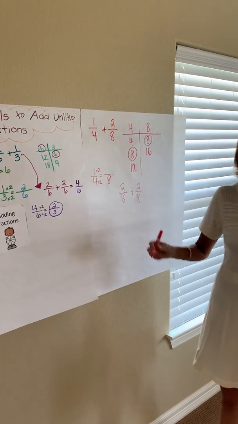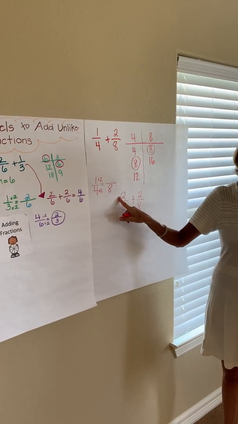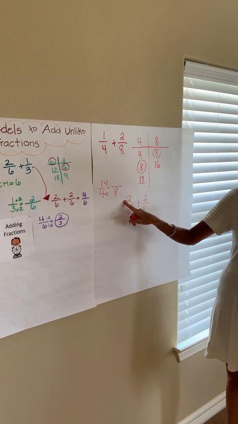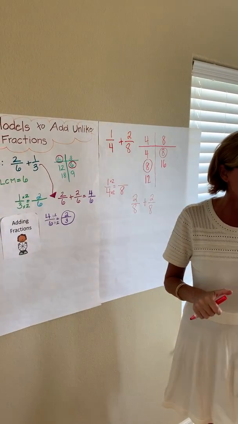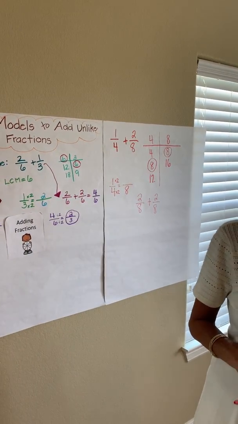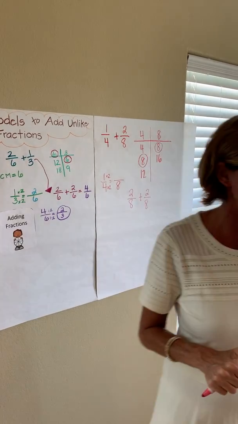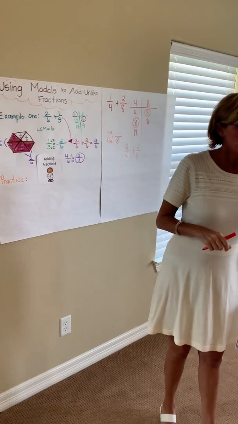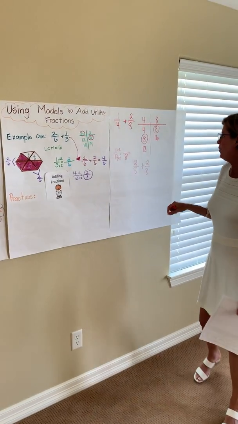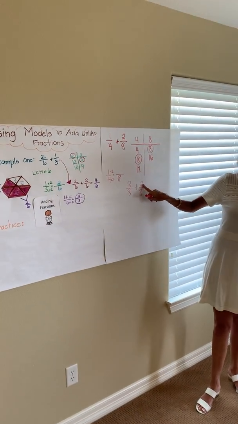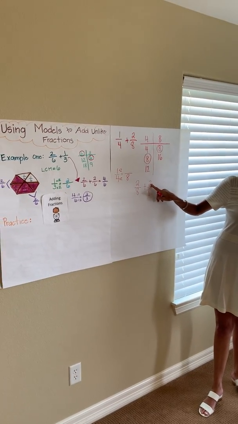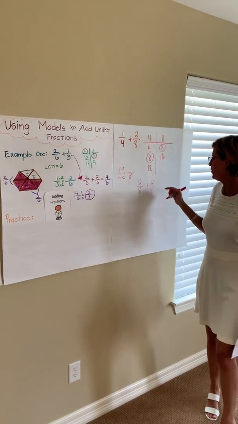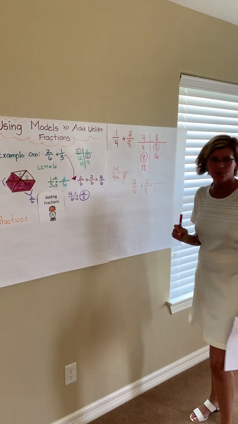All right, so how many pieces are we going to color on our model first? 2. Good, go ahead and do that. Color 2 pieces. Good, I love how I see people being so nice and neat. Doing a great job. And once we've done that, how many more pieces are we going to color? 2. That's right, good job. Go ahead and color those right now.